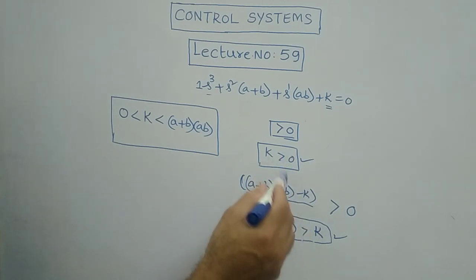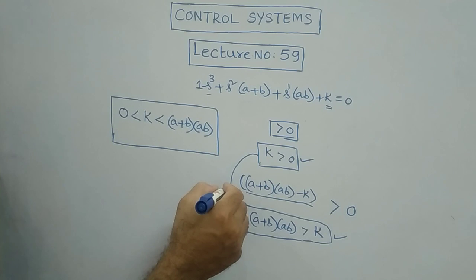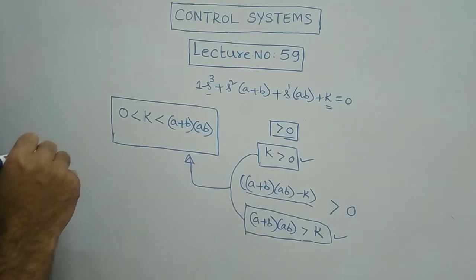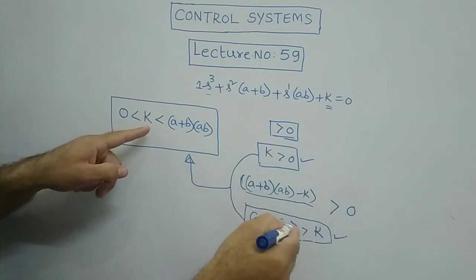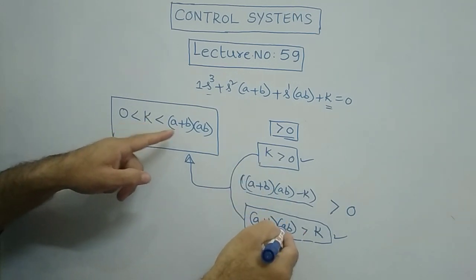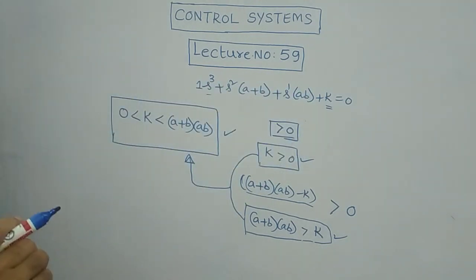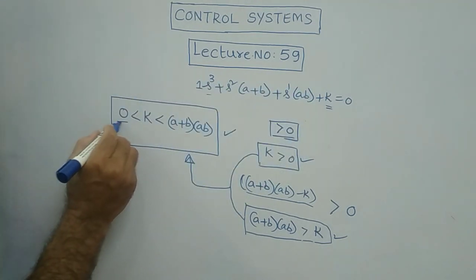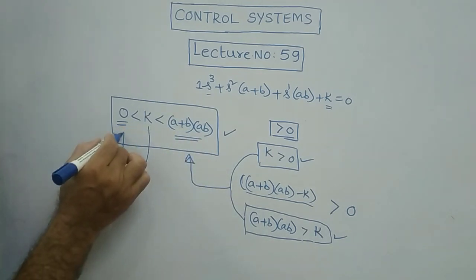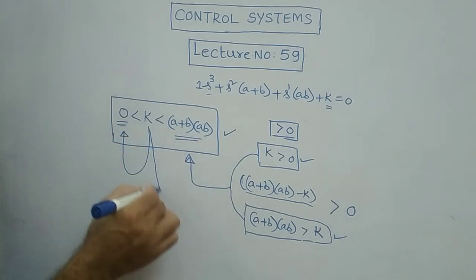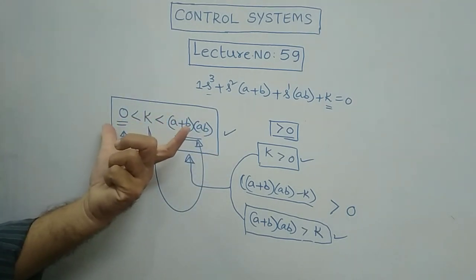If you combine these two, therefore, these two can be combinedly given like this: 0 is less than K is less than A plus B into AB. So, this is the range of K. This is the answer for this question. Range means it has some minimum value and it has some maximum value. Therefore, the minimum value of K is 0 and the maximum value of K is this one, A plus B into AB. This is the answer.